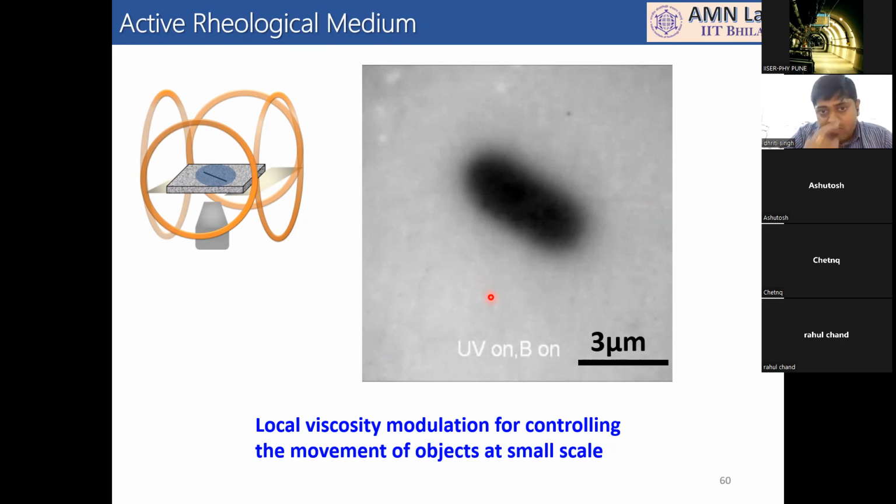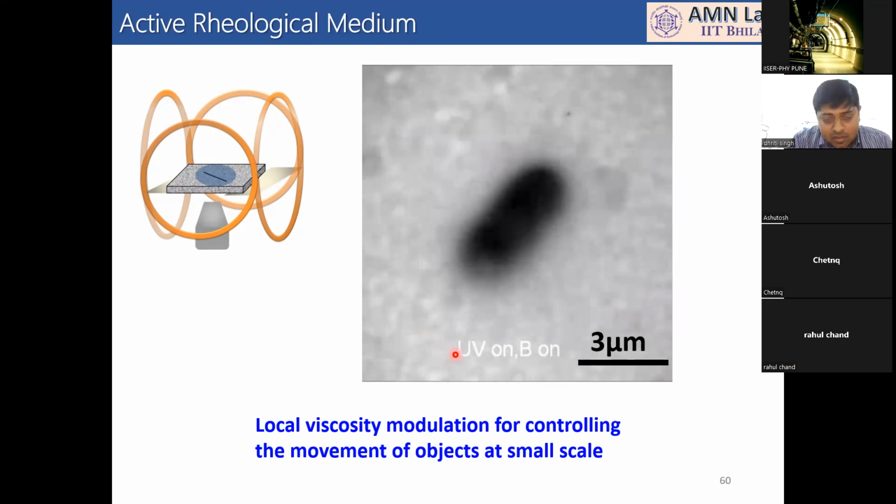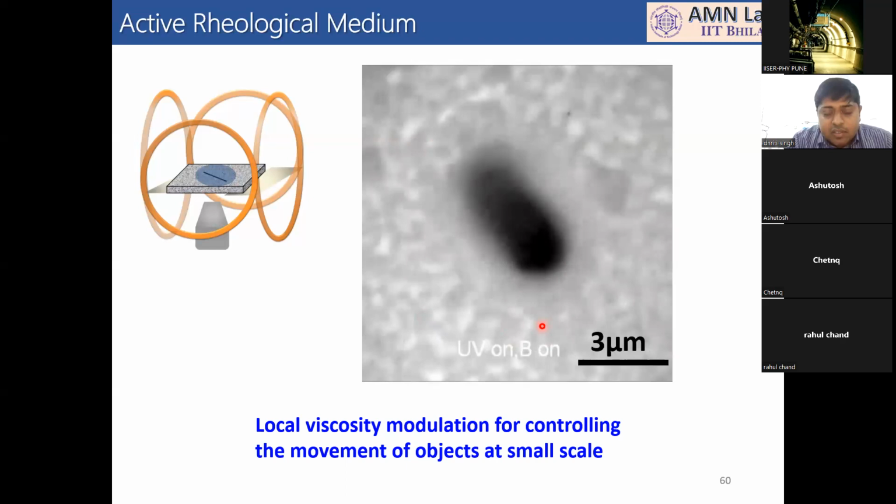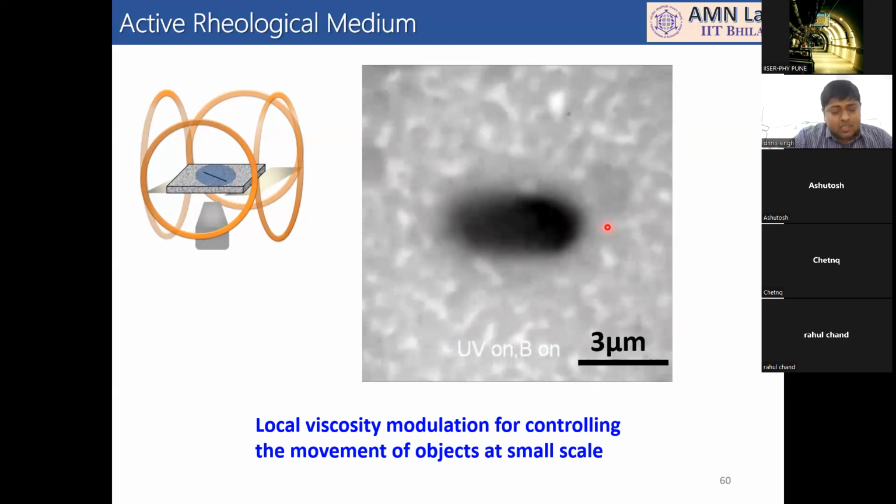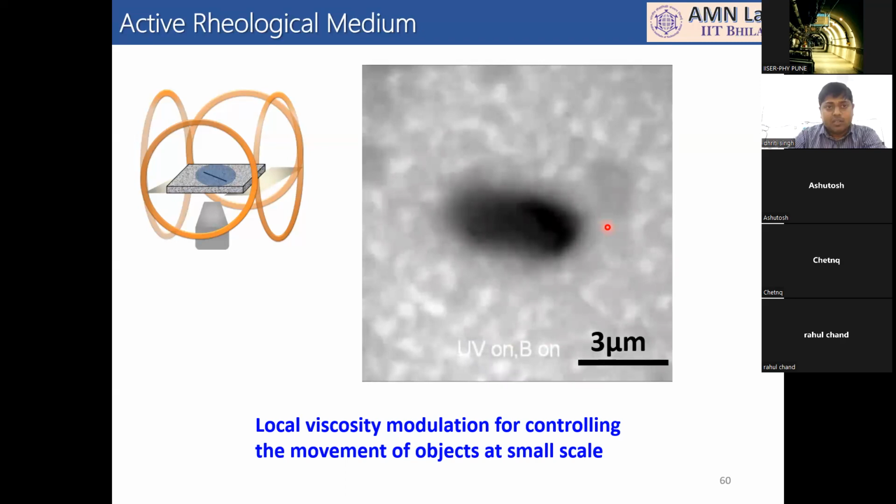Just to show the proof of concept, we took a magnetic rod made of nickel, and by applying a uniform rotating magnetic field from outside using a Helmholtz coil, we rotated this rod. Initially the light is off, the viscosity is very low, so it rotates freely. But when you increase the light intensity and turn on the activity of the motors, the viscosity of the medium increases, and the rod rotation stops. I will show you the video. First it's rotating, and when we turn the light on, the viscosity is increasing, and finally the rod stops rotating. This shows that we can control the motion of small-scale objects in a fluid medium by controlling the rheological or viscosity properties of the medium.